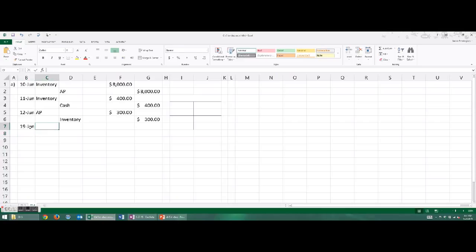Now, on June 19th, Tunes and Company pays Epps in full less the purchase discount. One potential trap here is we think payment in full, so we look back to the purchase transaction. If we were to pay the $8,000, we'd lose some points here, because it's not actually the $8,000 that's owed. It's going to be less than that.